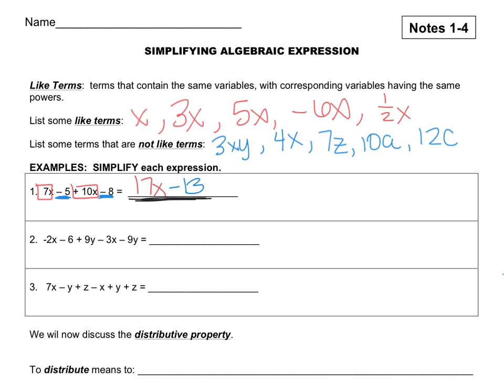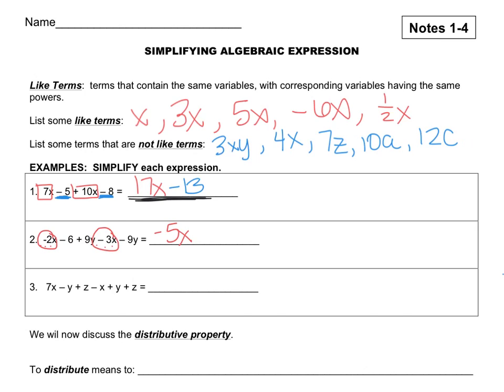Okay, let's try 2. The first thing I see, when I'm looking at this at a glance, I have x's, I have constants, and I have y's. Now when you write these in simplest form, you want to do alphabetical order and then just the number at the end. So first is x. I'm going to take care of my x. I'm going to circle the x's. So I have negative 2x and negative 3x. That reads negative 2x minus 3x. That takes me to negative 5x.